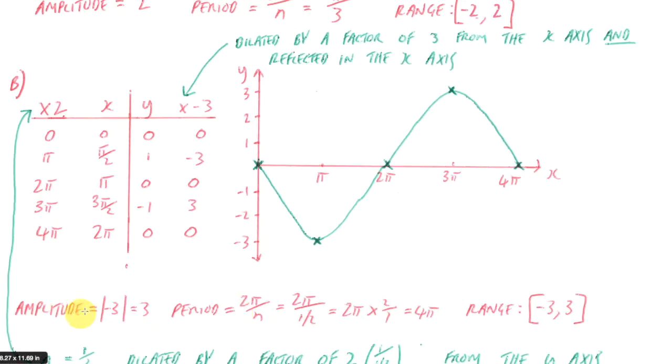The amplitude is the magnitude of the number that's outside the front of your function. So the magnitude of negative 3, which is just 3. Note please that we never have a negative amplitude. We're just talking about the size of the wave, so it's always a positive value. The period is 2 pi on n, so we've got 2 pi over a half. So it's 2 pi times 2 on 1, which is 4 pi. And our range, our y values, will range between negative 3 and positive 3, including those values.